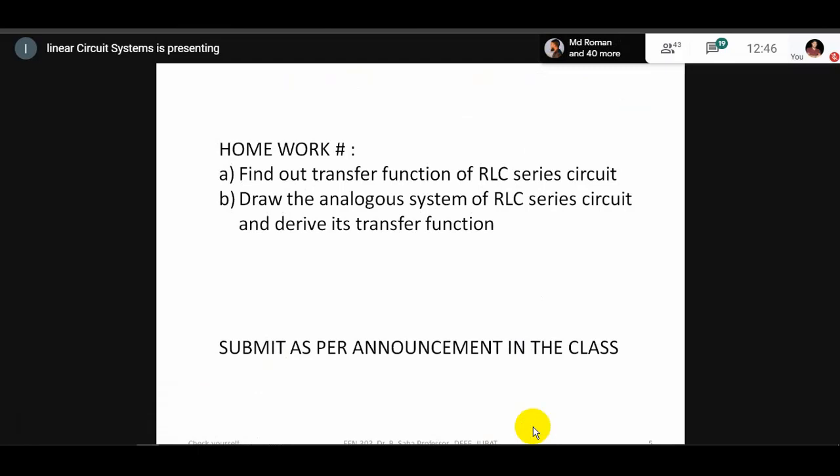Now your task will be to find the transfer function of the RLC series circuit, draw the analogous system and derive its transfer function. This is your homework assignment.